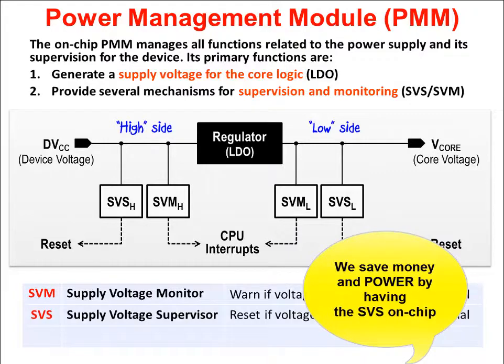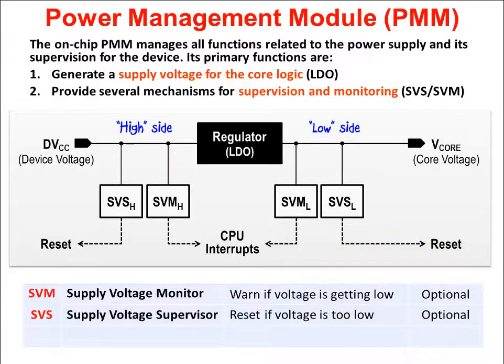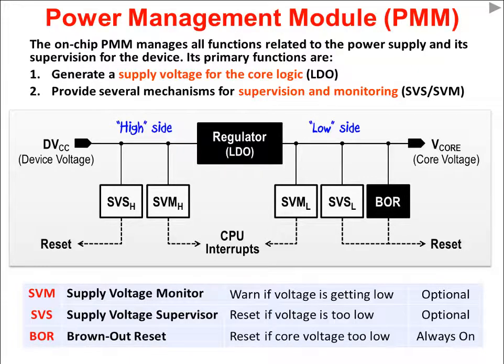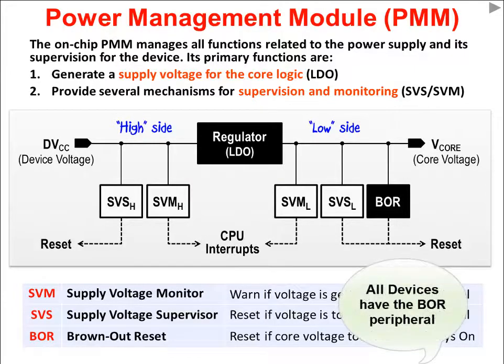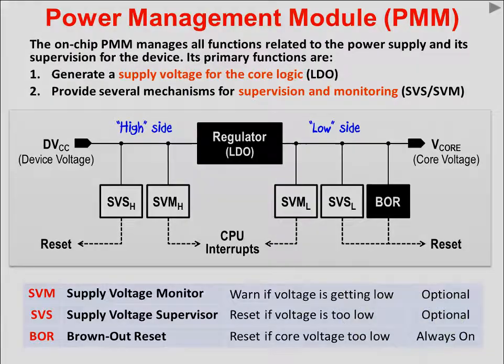The last item in this power management module would be something we've already looked at, and that's the brownout reset. It's always on. The supply voltage supervisor and monitors can be turned off. Save just a little bit of power if we do that, but the brownout reset cannot be turned off. And the brownout reset is found on all MSP430 devices, unlike the supply voltage supervisors and monitors, which are only found on some of the devices.